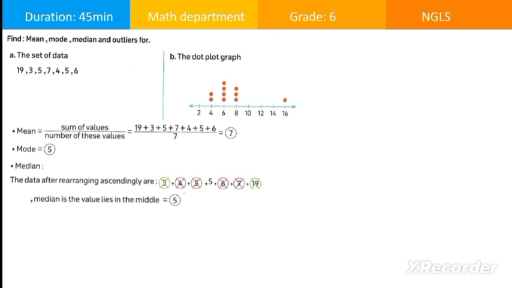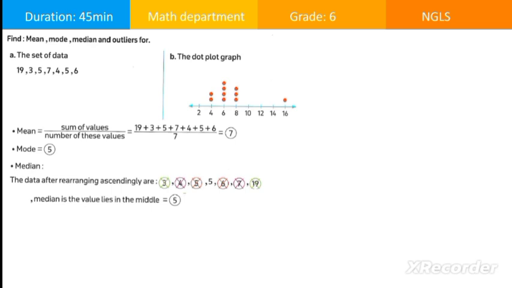When you say 5, sorry, why do you say 5 is repeated? Because it's repeated in the data 3, 4, 5, 5, 6, 7, 19. We cross out the pairs from both ends: 3 with 19, 7 with 4, and 6 with 5, then the remaining is 5, so the median is 5.